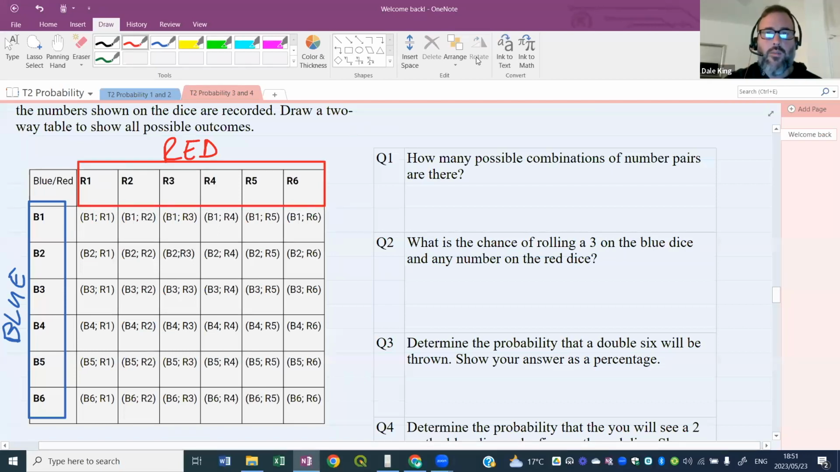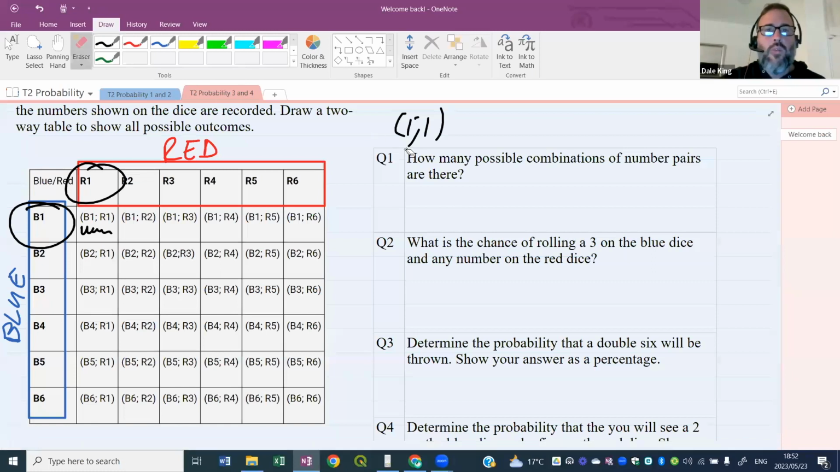Okay, yes, easy marks. So these are all the results. For example, I'm going to go along the first row here. You could get a 1 on the blue dice and a 1 on the red dice. 1 and a 1. This is how you show the results. Now, sometimes you don't even need the letters. Just 1 and 1 is sufficient. But they've got letters here to help you. So you get 1 on the blue and 1 on the red.